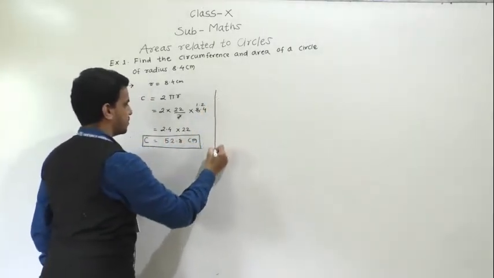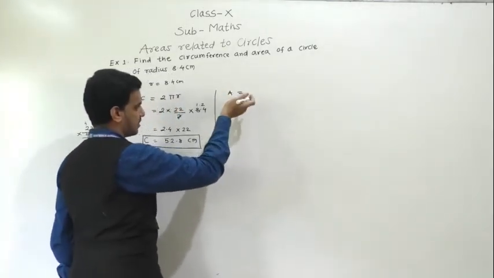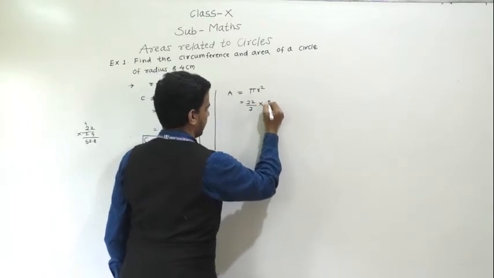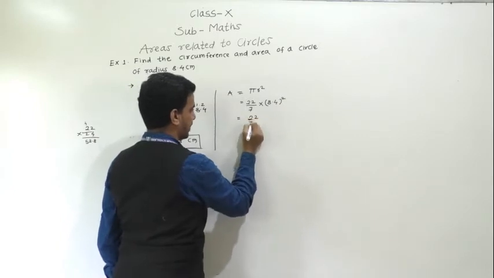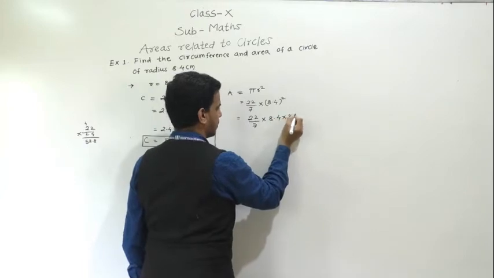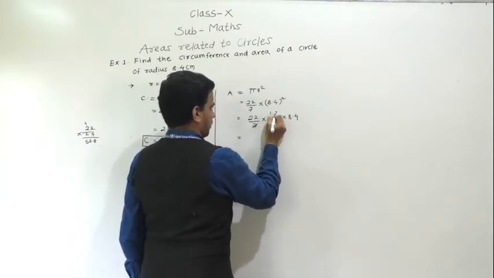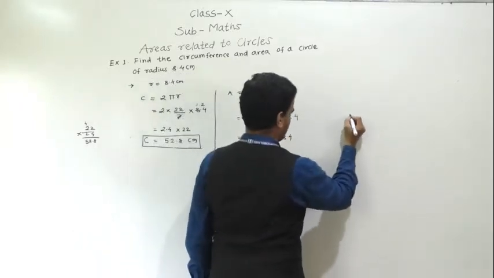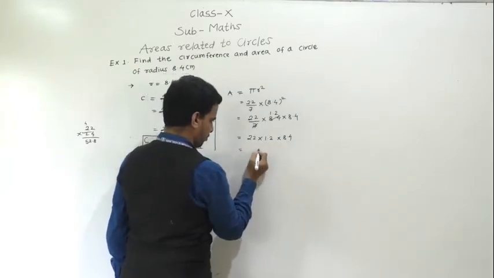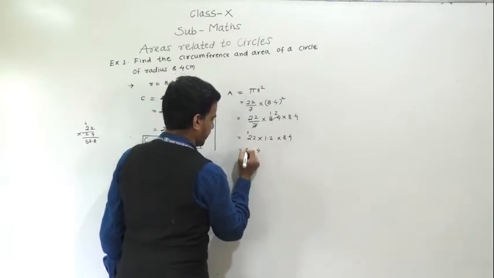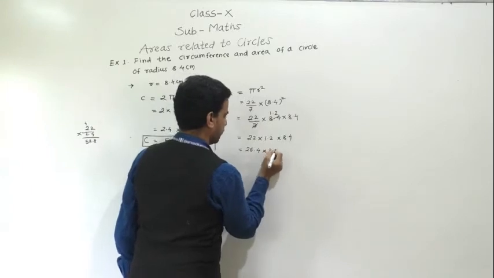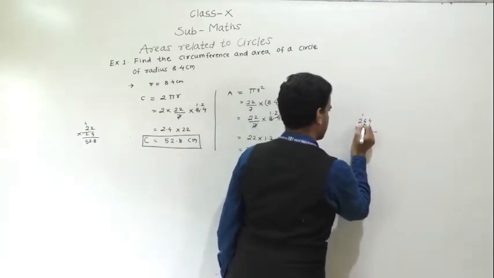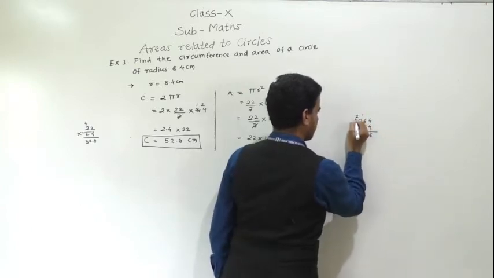Then the area of the circle, denoted by capital A. A is equal to pi r squared, so 22/7 into 8.4 squared, that is 22/7 into 8.4 into 8.4. Again the same: 1.2, so 22 into 1.2 into 8.4. Finding this multiplication, 22 into 12, 12 twos are 24, plus 2, 26. So 26.4 into 8.4. Multiplying 264 into 84: 4 fours are 16, 1, 4 sixes are 24 plus 1, 25, 2, 4 twos are 8 plus 2, 10.